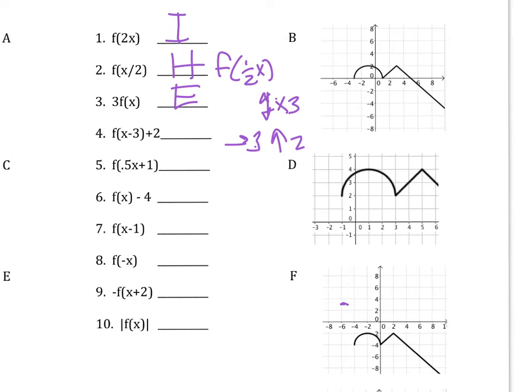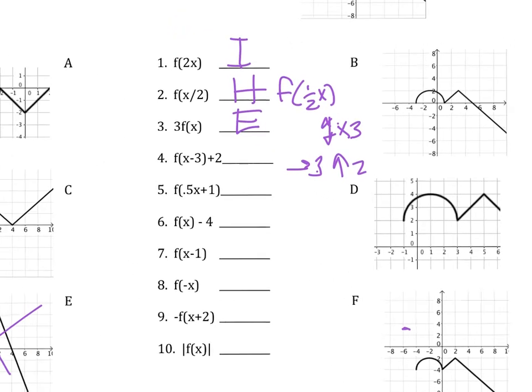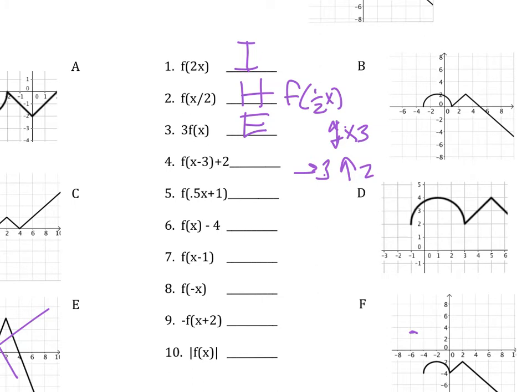Oh, is that it right there? D, yeah, D is over 3 and up 2. Great. Goodbye, D.